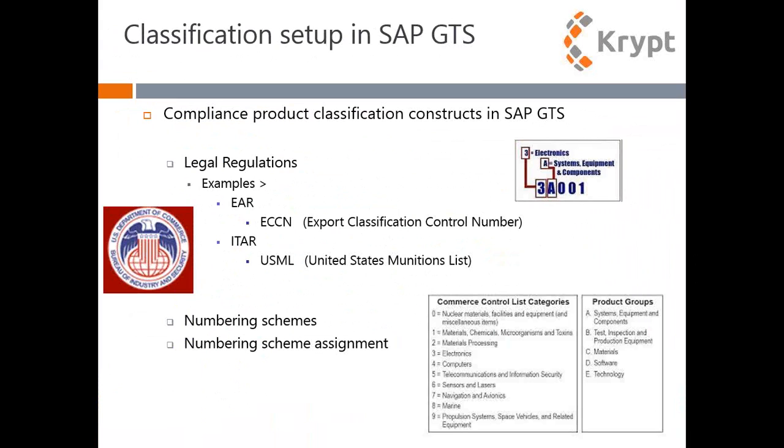Okay, same thing for Department of Commerce, we have the export control number. For Department of State, we have the United States Munitions List, or USML, and that would be assigned to the ITAR regulation. And that would be in support of identifying DSP licenses in the system. And agreements as well.